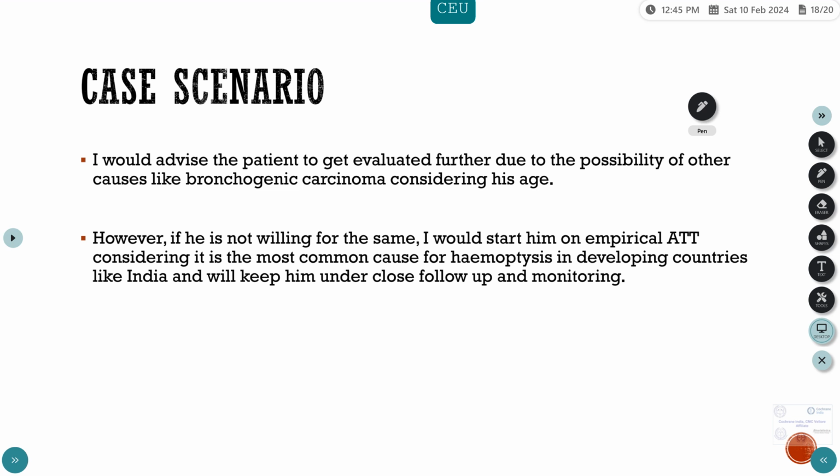However, I would keep the patient under close follow-up and monitoring to watch for improvement in his weight as well as improvement in his symptoms. And if he is not improving later on during close follow-up, or he is developing any other symptom, then I would decide to evaluate further at that stage.